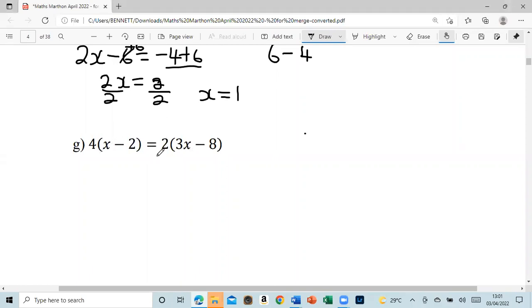So first we expand the brackets, right? So 4 times x, that's 4x. 4 times 2, that's -8. Expand the next bracket now. 2 threes, 6x, right? And positive times a negative, that's negative. All right, so we get this now.